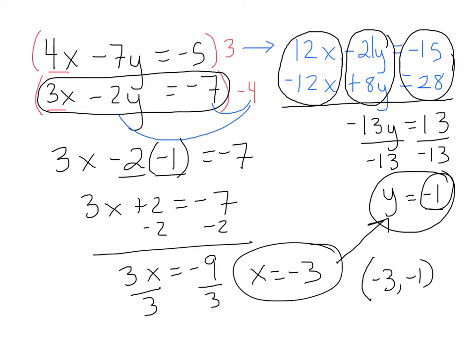And what we're saying is, if we were to graph both this top equation and then also graph this bottom equation, they would intersect at the point -3, -1.